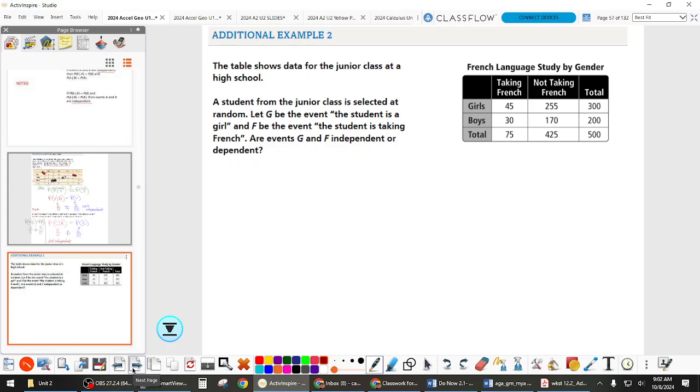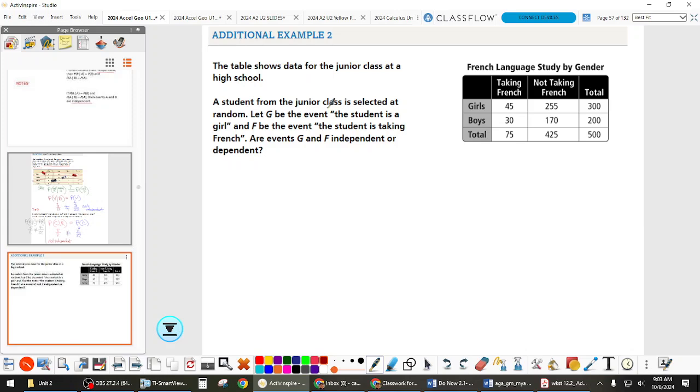So this is junior class at a high school about taking French. Do you guys wish we had French here? Yeah. That would be fun to learn, huh? No. One of you should go learn French and then come back and teach it here. Corbin.